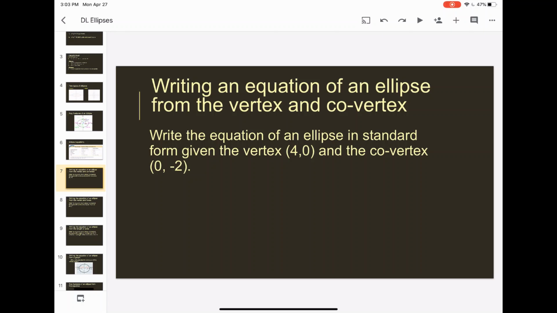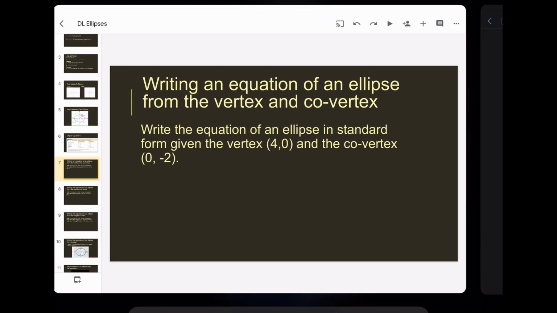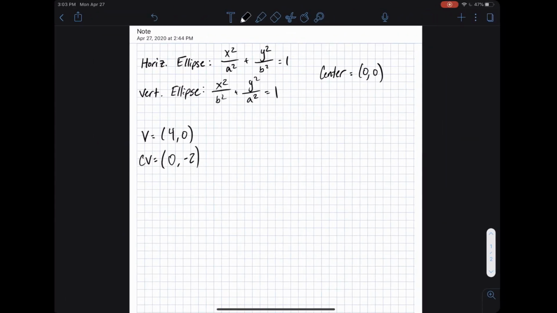Write the equation of an ellipse in standard form given the vertex 4, 0 and the co-vertex 0, -2. Okay, so let me write those down. So the vertex is 4, 0. The co-vertex is 0, -2. Let me see if I got those right. 4, 0, 0, -2, right?